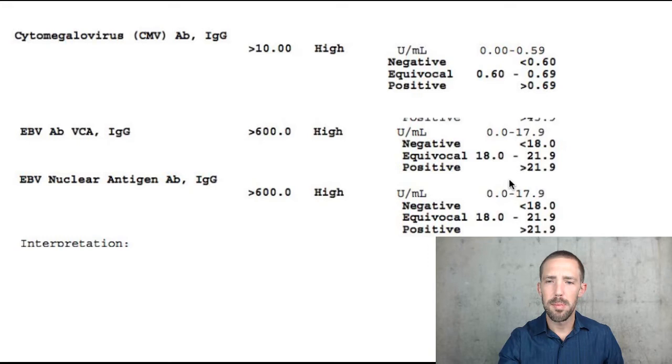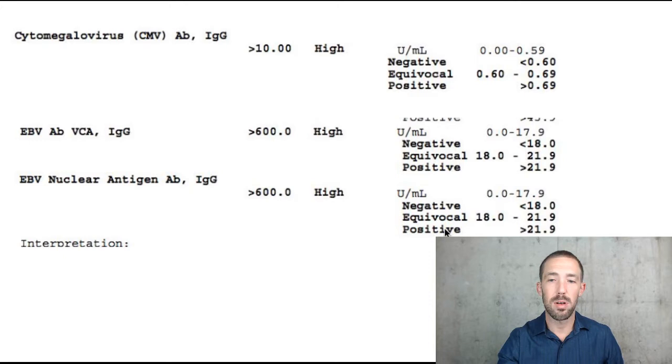Positive. So let's say you had mono as a kid. You might have positive antibodies still. Doesn't mean that you have any reactivation. And actually, the early antigen is the most helpful for that. But so positive is anything above 21. She's above 600. So 30 times that upper limit, and it cuts off at 600, so maybe more than that.